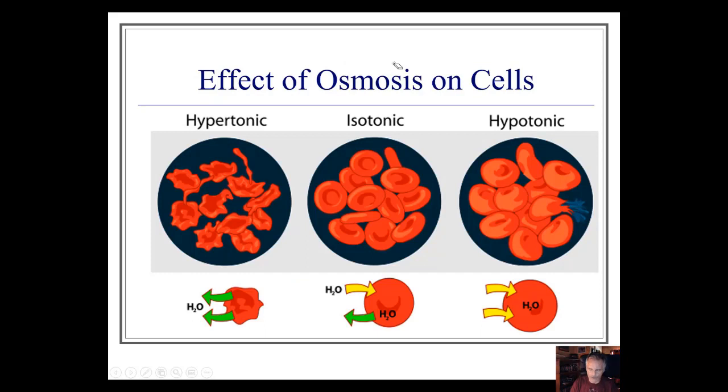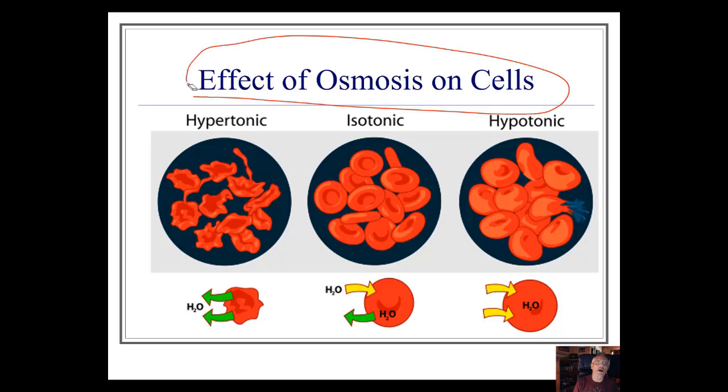Okay, let's talk about the effect of osmosis on cells. If you're a biologist, the term osmosis is very familiar to you, and it's simply the passage of very, very small molecules, in this case water, through a cell membrane, which is semi-permeable. And whether the external solution is hypertonic, isotonic, or hypotonic with respect to the cell will determine which way water will pass through that cellular membrane.